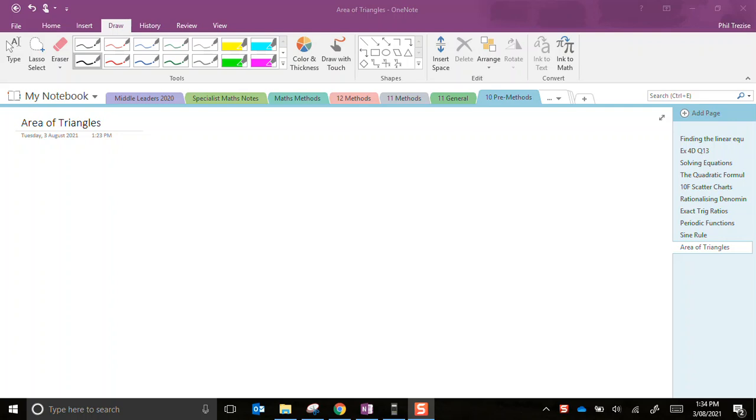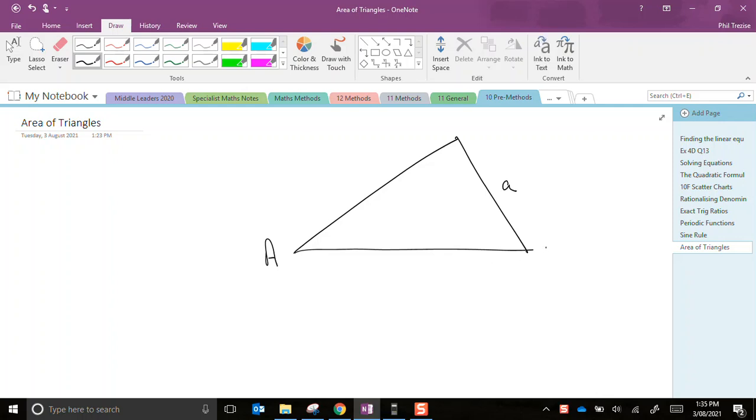Hi everyone, this lesson is about areas of triangles. Now, if we have a triangle like this, let's say this is angle A, so that's side little a. This can be point B, so that's side little b. This will be angle C, and that's side little c.